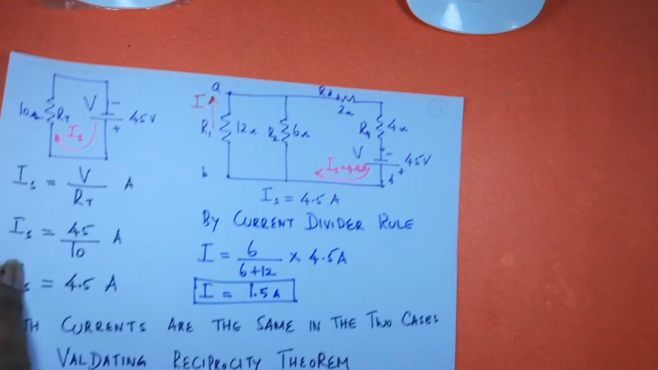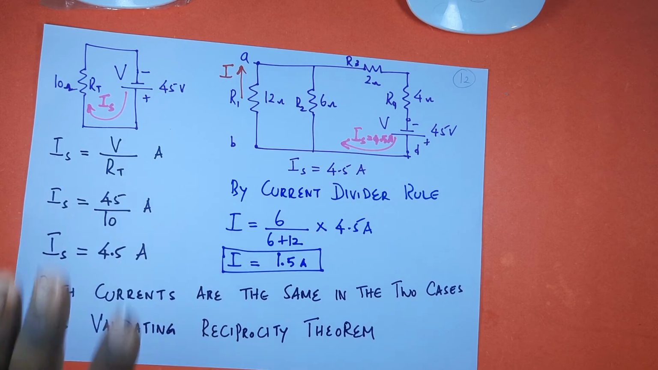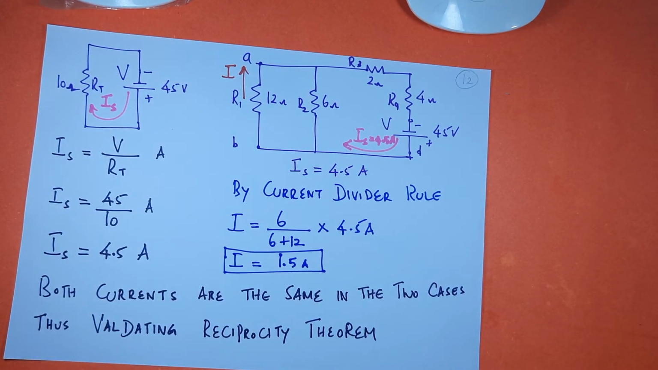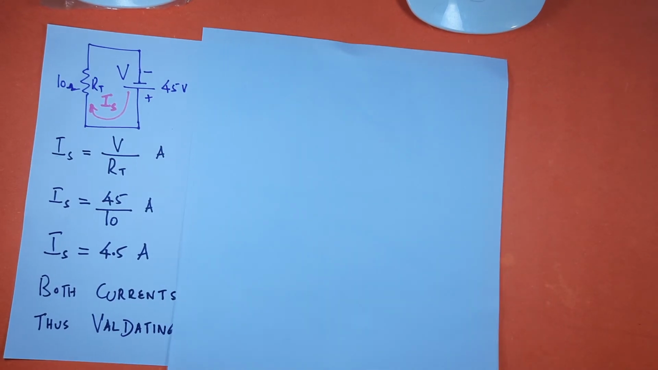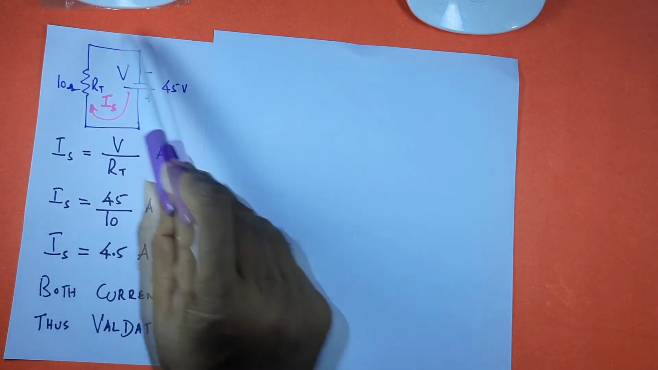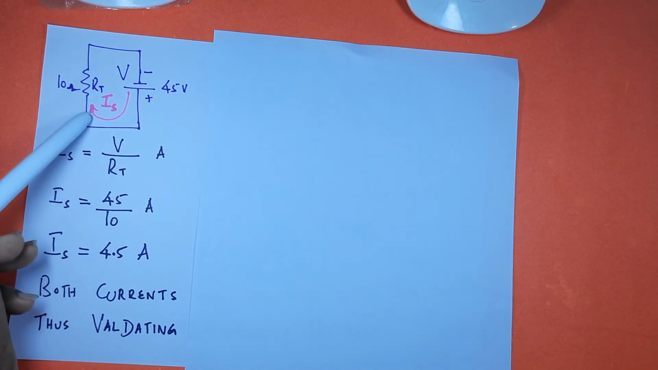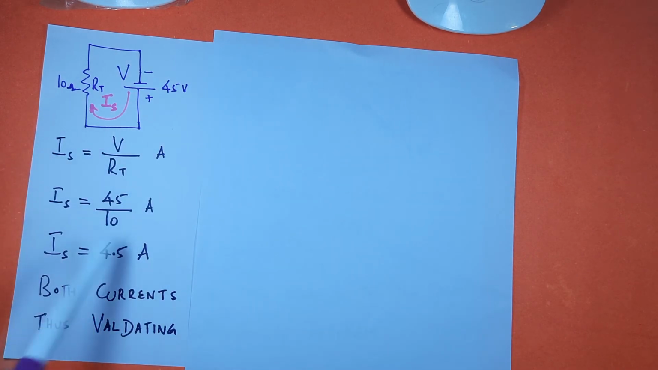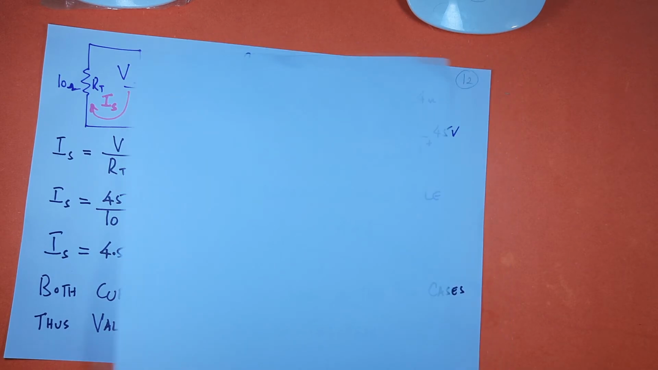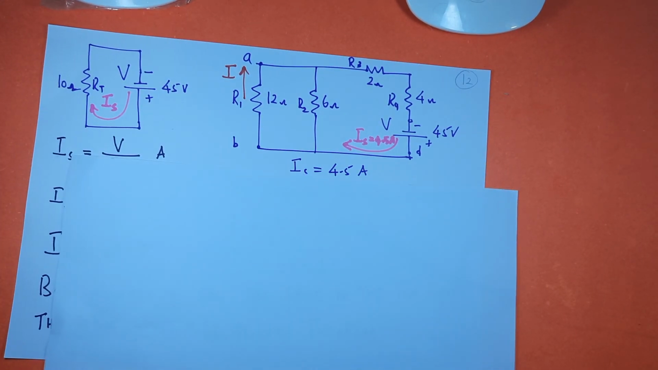Okay. So next, now this is the equivalent circuit. So I have connected the RT, which is 10 ohm. So current will start from positive, flow through this like this. So this source current IS in this second case, IS equal to V divided by RT amperes. IS equal to 45 divided by 10. IS equal to 4.5 amperes.